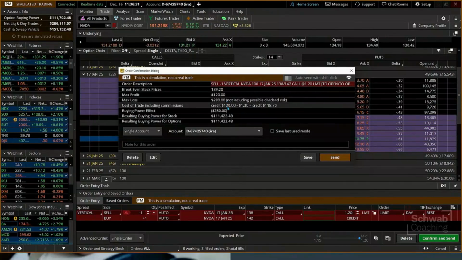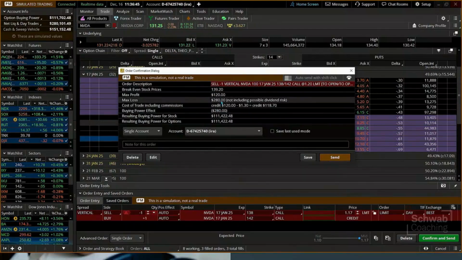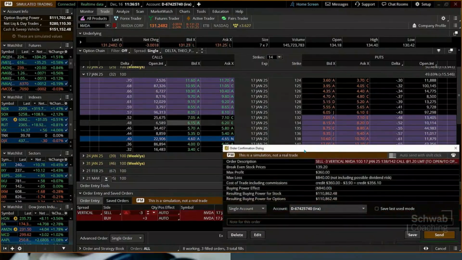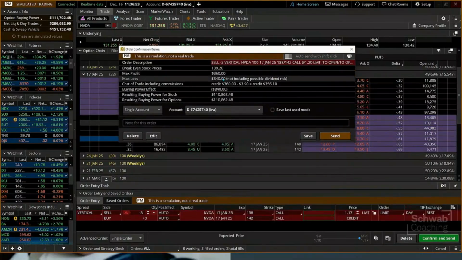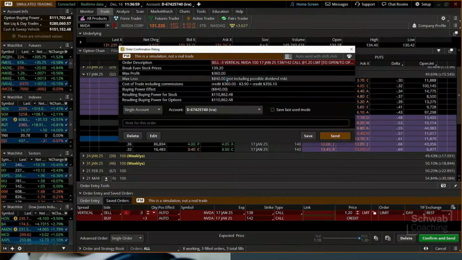Now, you're going to notice the commission also comes out of the credit. That takes away from the credit overall, and we see the buying power is really just the max loss. Now, what I'm going to do in this case is, if we could risk, let's say, $1,000, we're going to go back and do 3 of these. Can we? Well, if we did 3 of these, it's going to give us a maximum profit here of $360 and a max loss of $840.